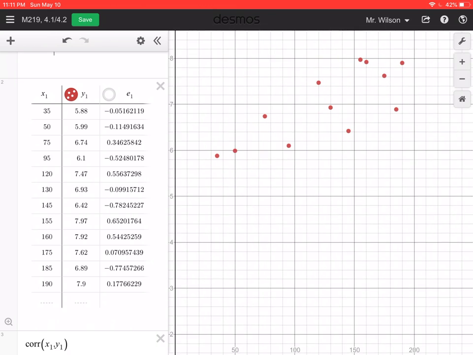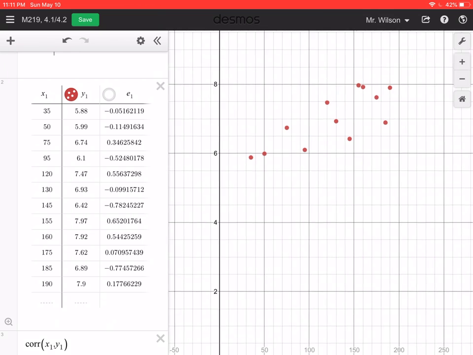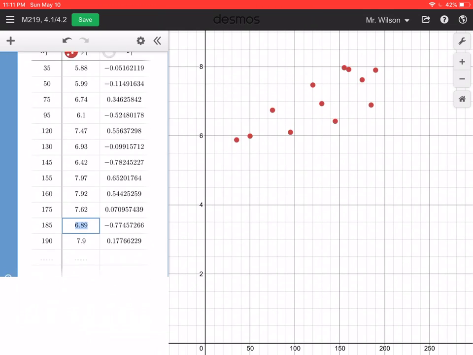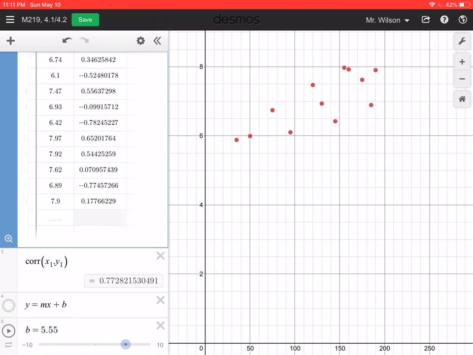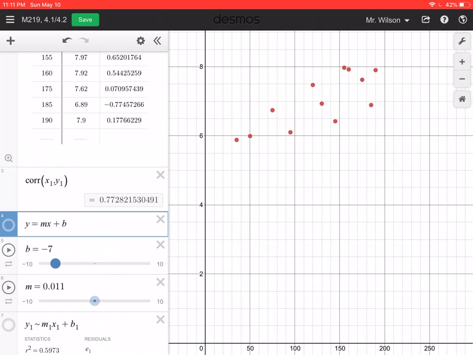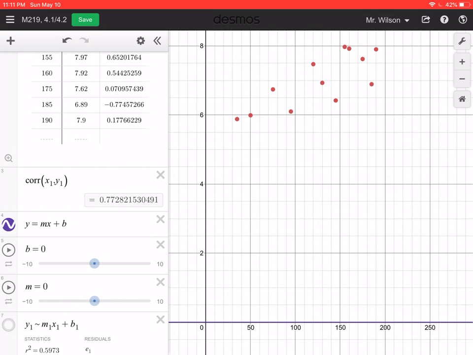So what we can do, since we're just trying to look at this first, we're not trying to actually find anything exactly yet, let me just move this down here. Okay, so we're going to just play around with some of these cool features on Desmos here. Okay, so we're just going to start 0, 0. So you can type in y equals mx plus b, and Desmos, of course, recognizes that as a line. Okay, so here's the line down here.